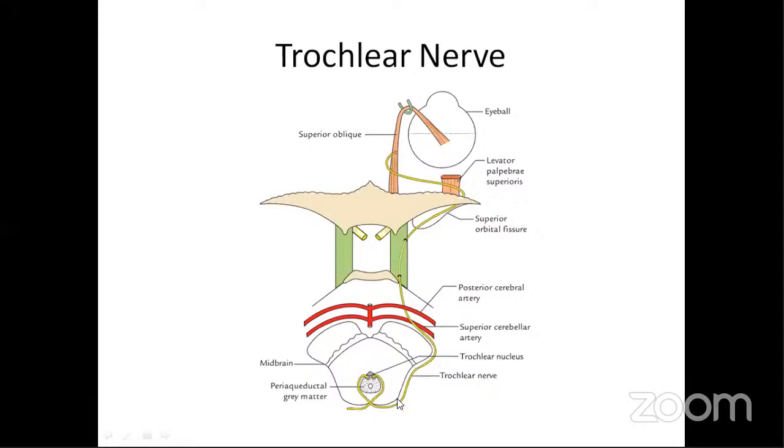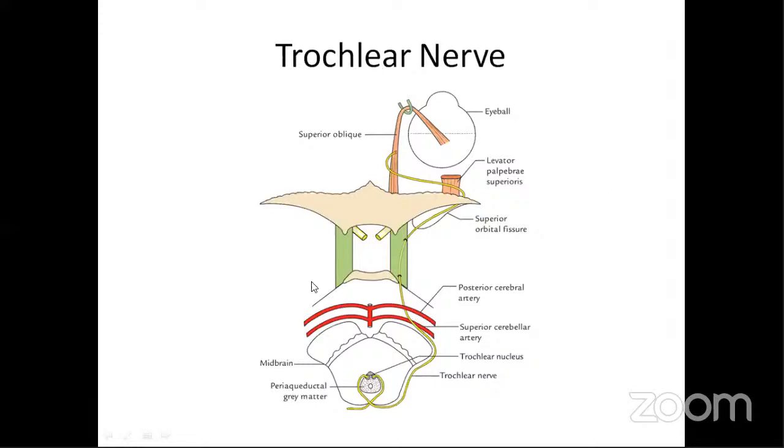So it arises on the dorsal surface of the brain, then it goes in the ambient cistern here, then it again, like the oculomotor nerve, arises from here. Like the oculomotor nerve, the trochlear nerve also passes between the posterior cerebral artery and the superior cerebellar artery. Then it pierces the membrane of the colliculus and goes laterally to enter the lateral wall of the cavernous sinus, which is not shown here, but here is the cavernous sinus. Then it goes into the superior orbital fissure, and then it supplies the superior oblique muscle, which is the only muscle it supplies. The only function of the trochlear nerve is to supply the superior oblique muscle.